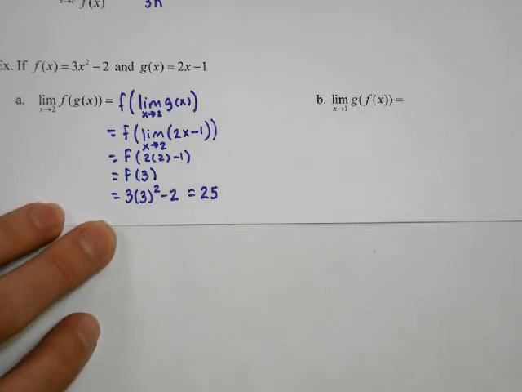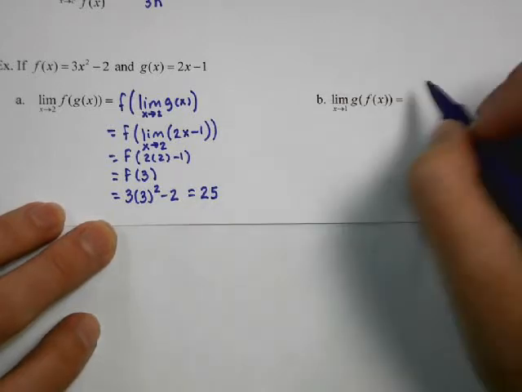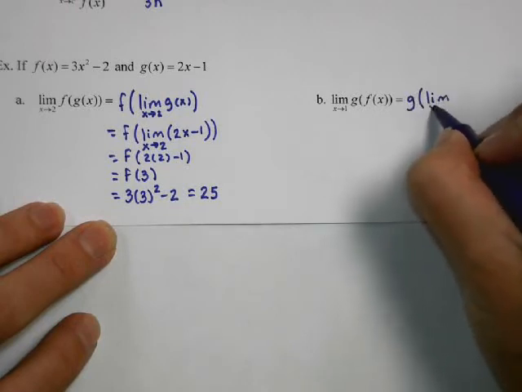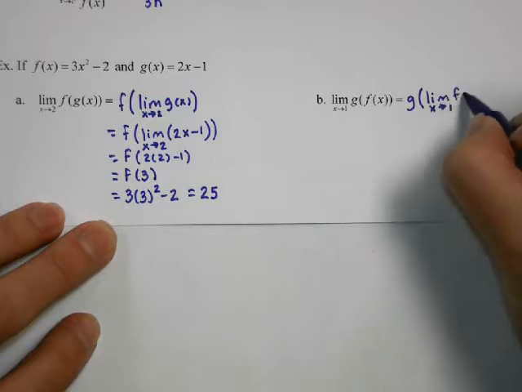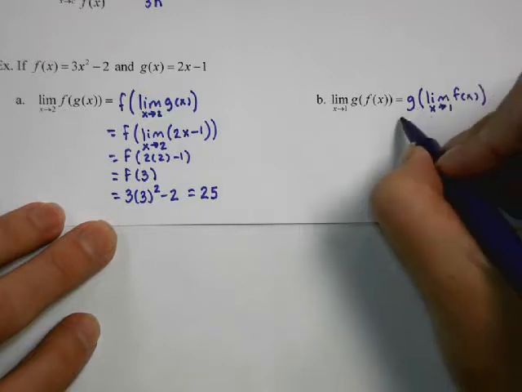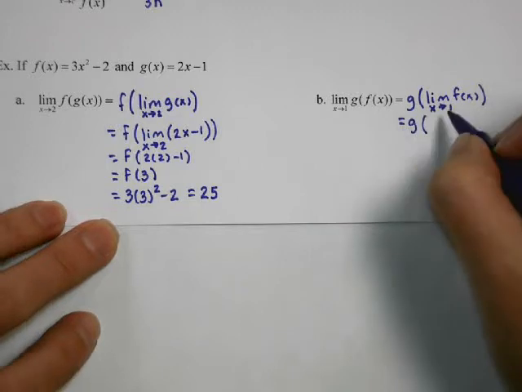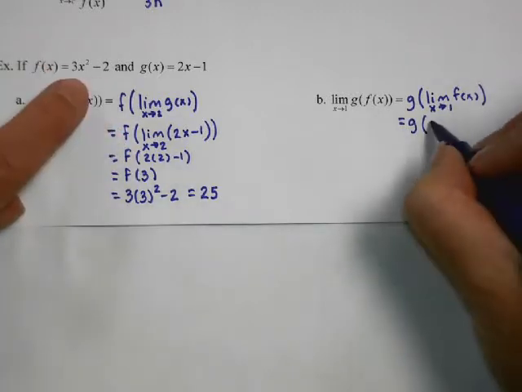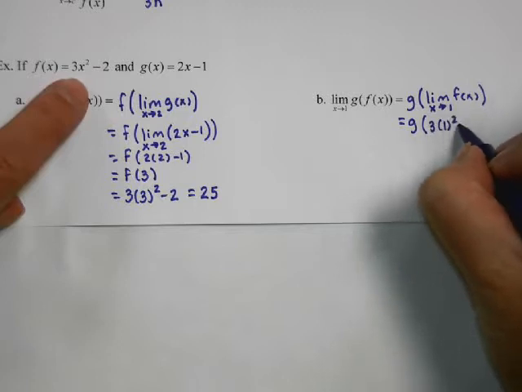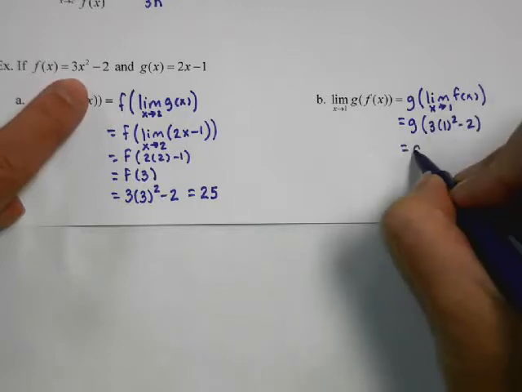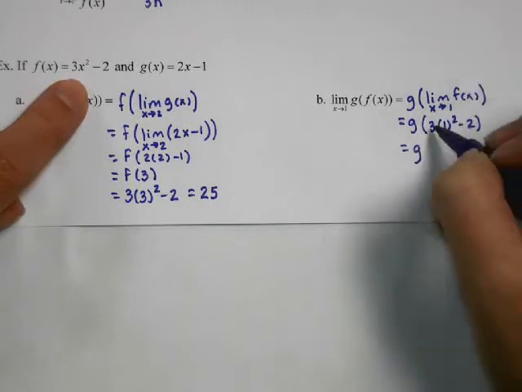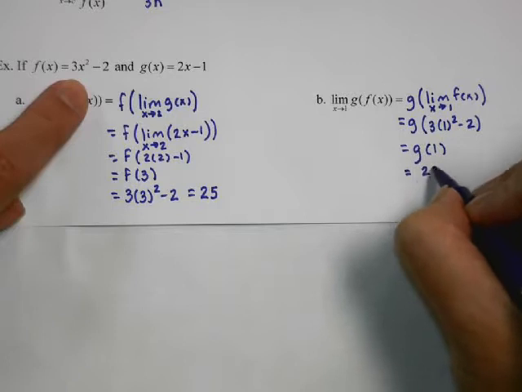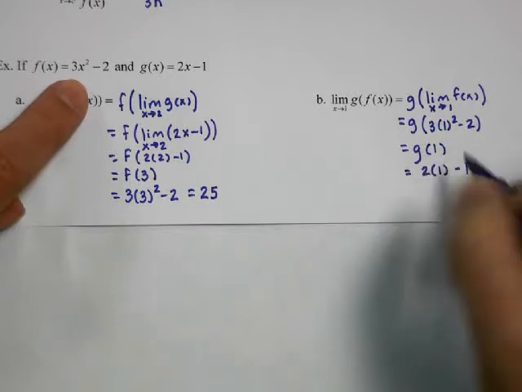So this will be g of the limit as x goes to 1 of f of x. So that's going to be g of, we're going to plug 1 into f of x, so 3 times 1 squared minus 2. So that's going to be 3 minus 2, which is 1. So that's going to be 2 times 1 minus 1. 2 minus 1 is 1.